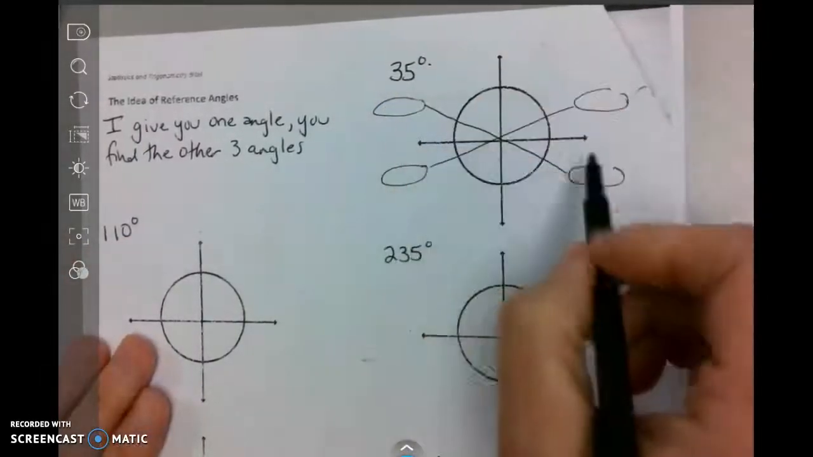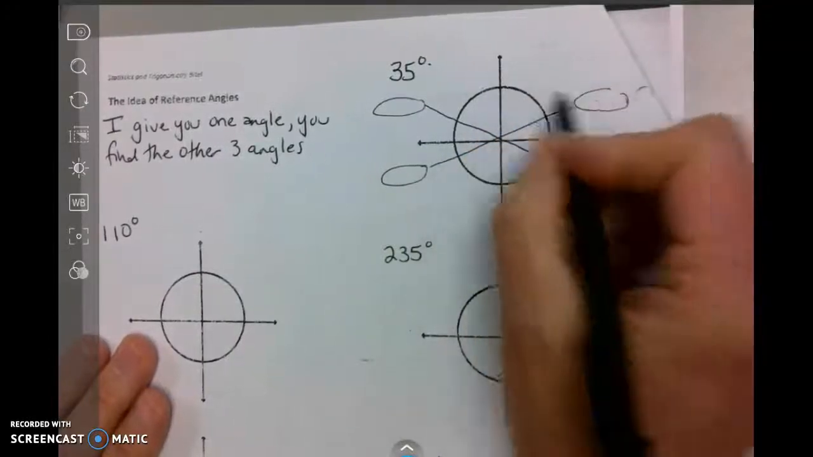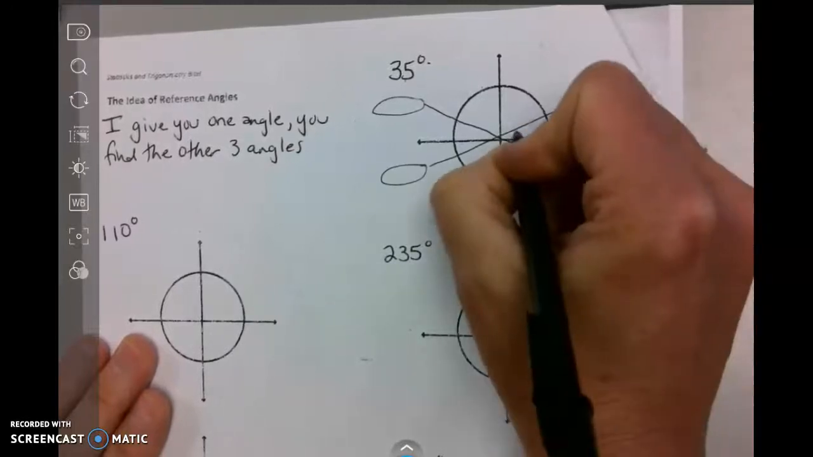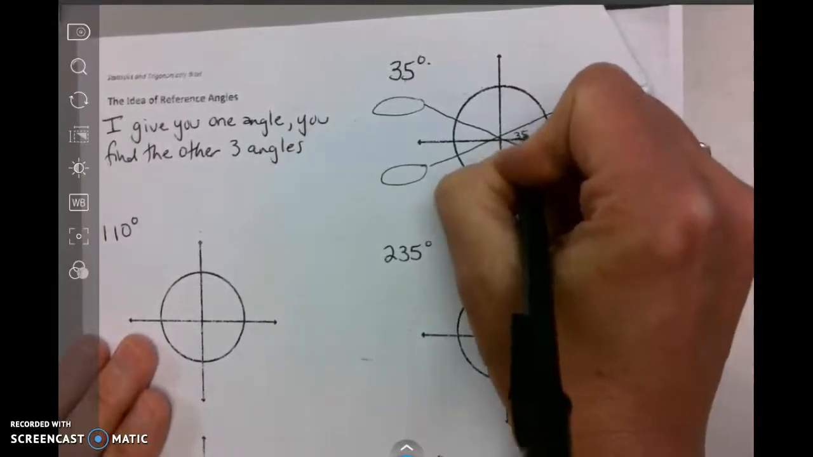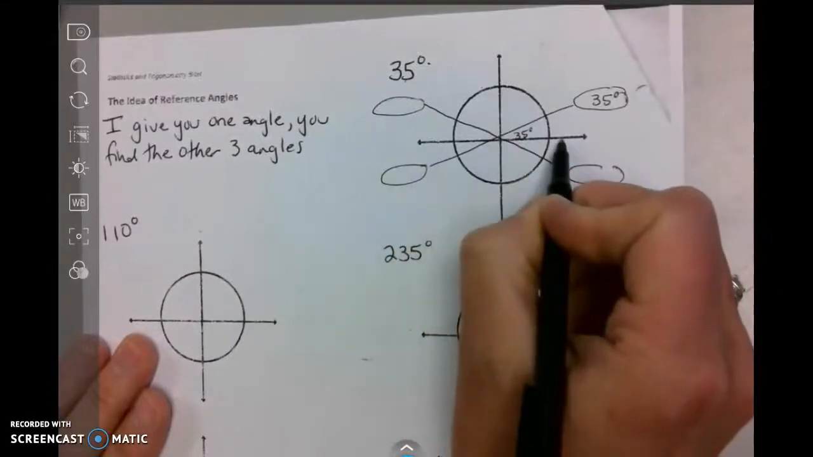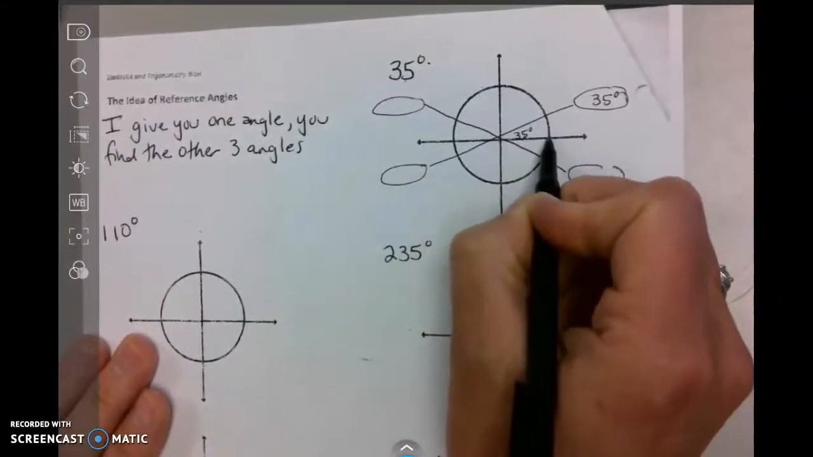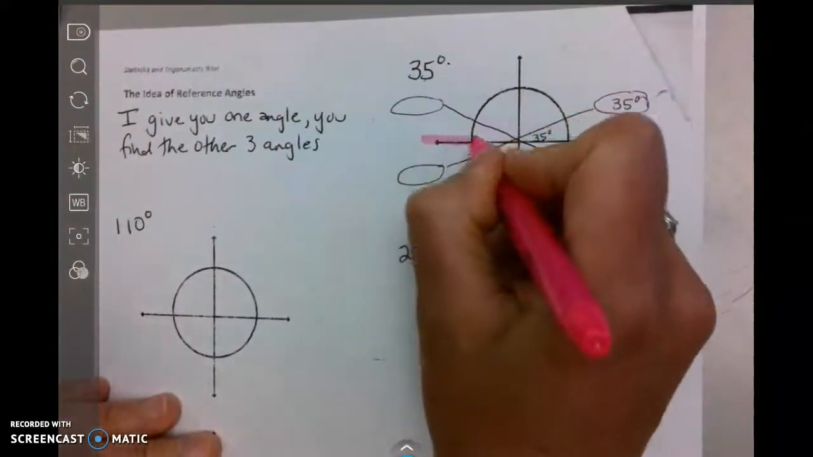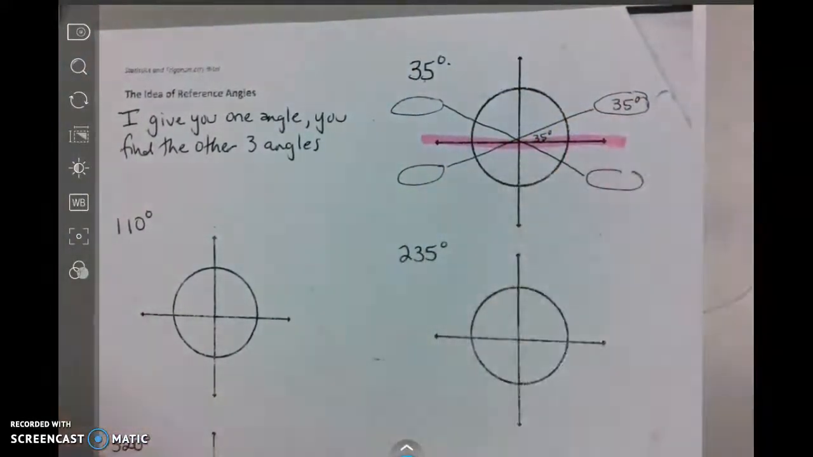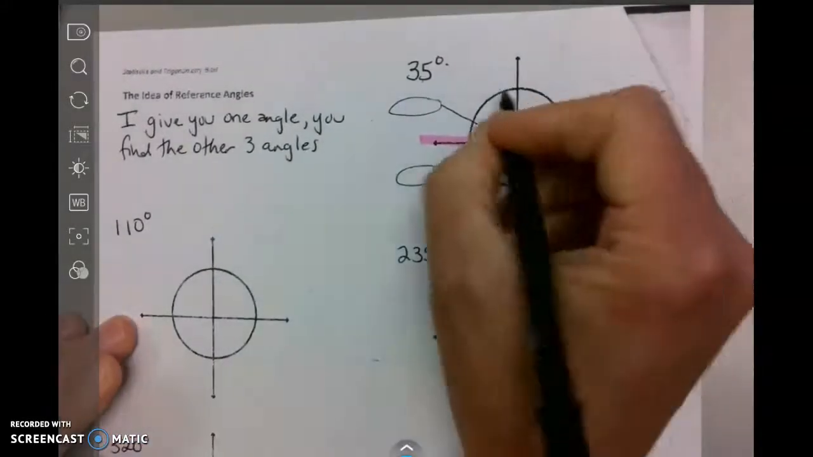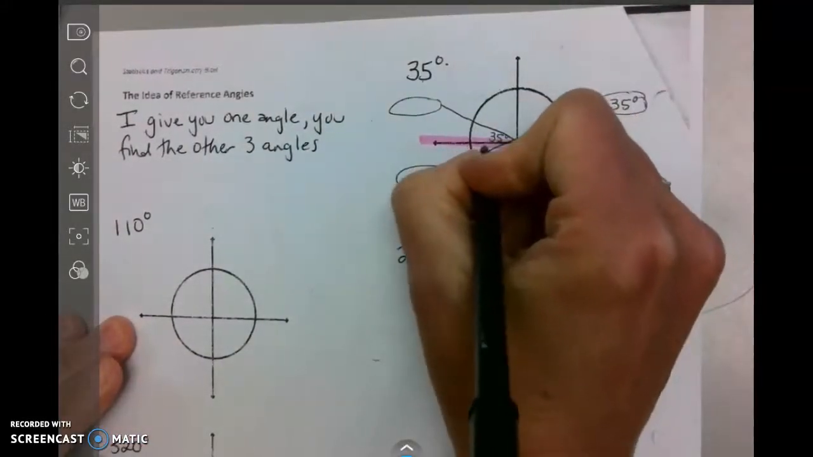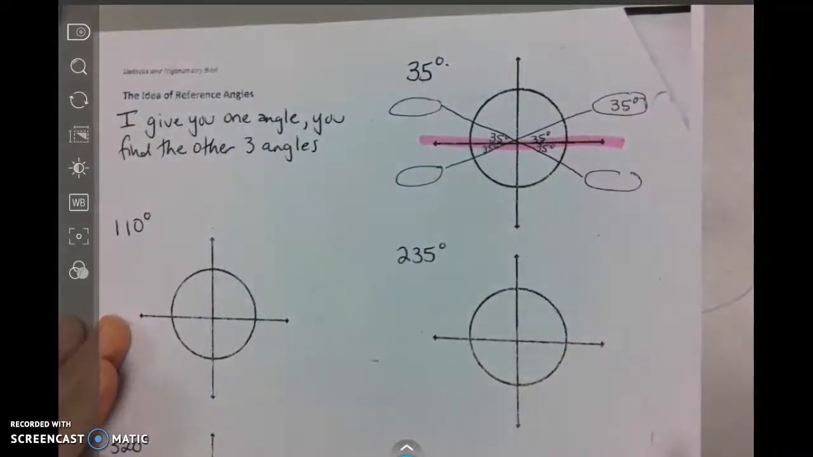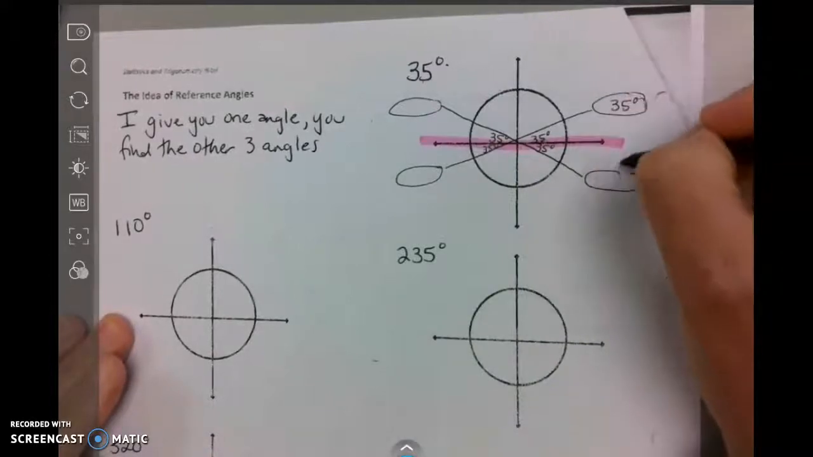Now the 35-degree angle means that 35 degrees would be in the first quadrant, so I've given you the first quadrant. If this is a 35-degree angle, all angles on the unit circle are measured in terms of the horizontal. Everything is measured in terms of this horizontal line, not the vertical line, which means this is a 35-degree angle, this is a 35-degree angle, and this is a 35-degree angle. 35 degrees from the horizontal.